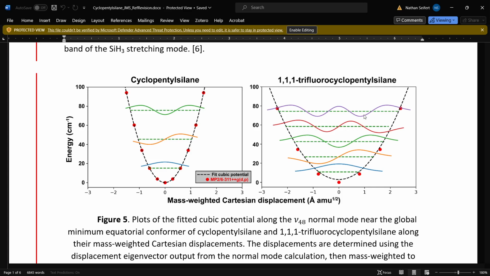Okay? Now this might seem complicated, but this is PhD level work, and this is basically fitting things to parabolas and cubic functions. It's not too bad. And you can learn a lot about vibrations this way.